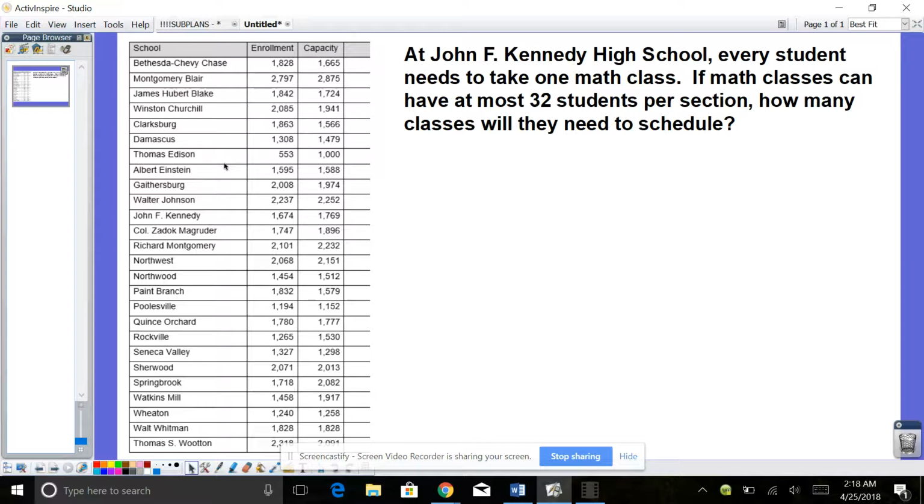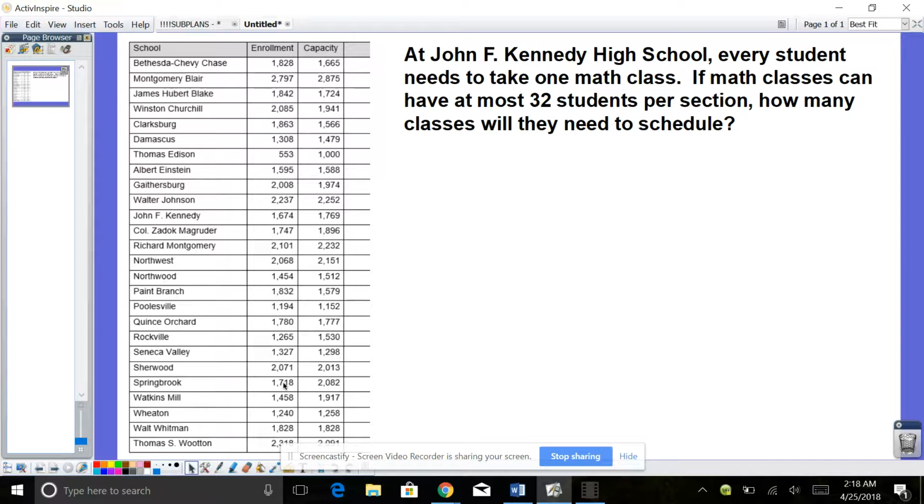This chart shows what we call the enrollment of every kid in all the schools in Montgomery County. So this list right here are all the high schools that are in Montgomery County. Some of you might see schools that you could potentially go to. For example, you might be able to go to Blake, Paint Branch, or Springbrook. Those are the three high schools that you would be able to go to.